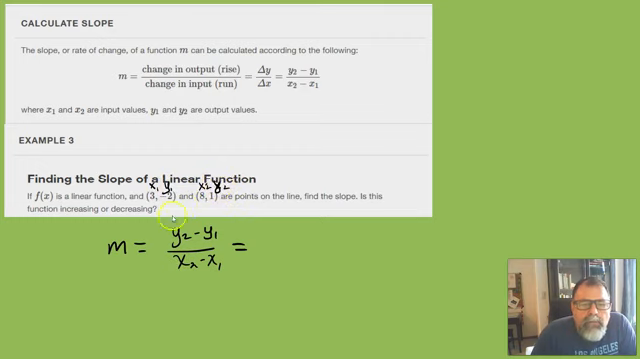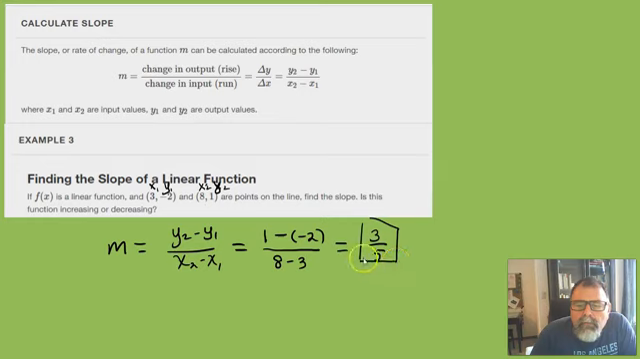Oops, that would be y2. Okay, so 1 minus negative 2, which becomes 1 plus 2. And then 8 minus 3 for the x's. So 1 plus 2 is 3. 8 minus 3 is 5. So the slope is 3/5.